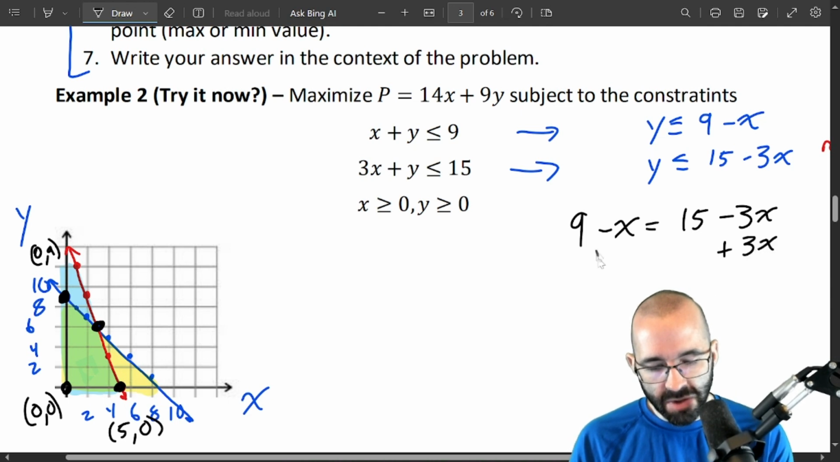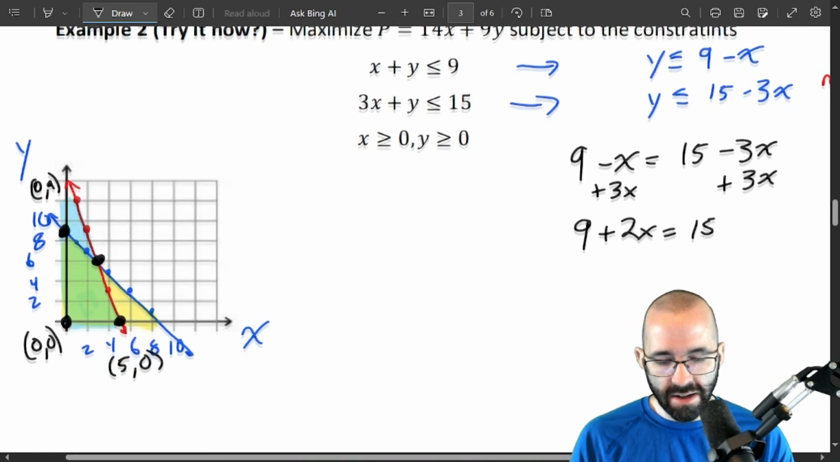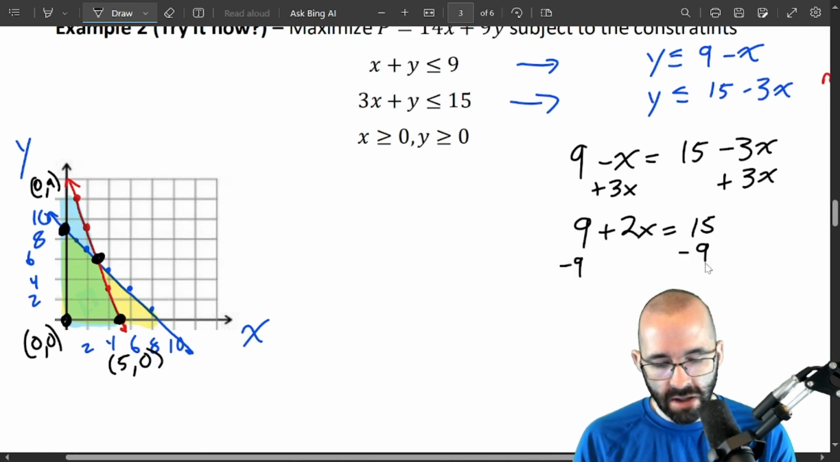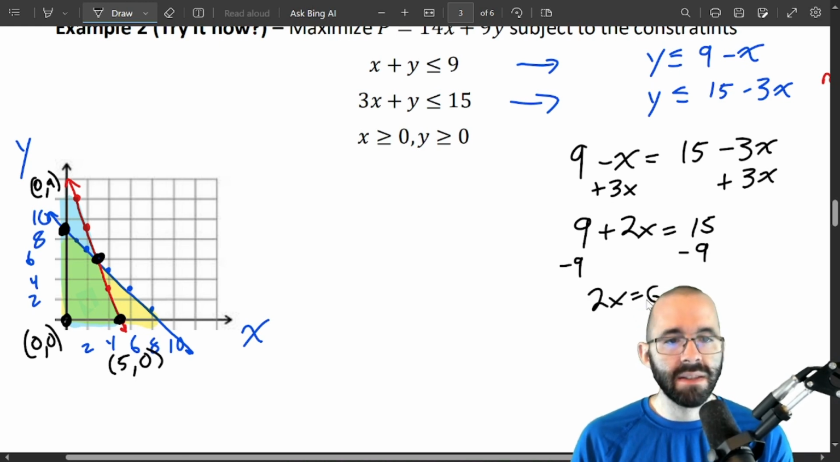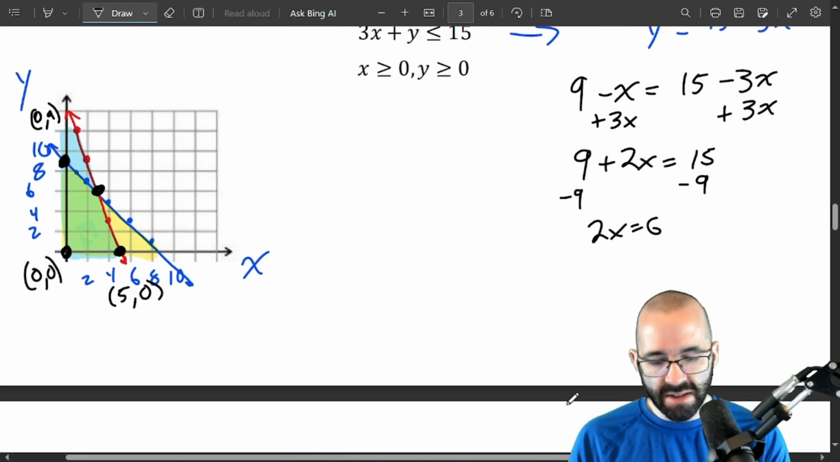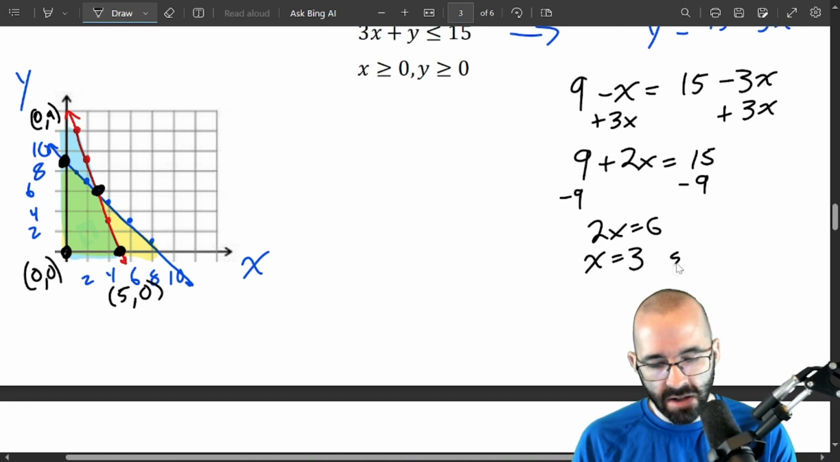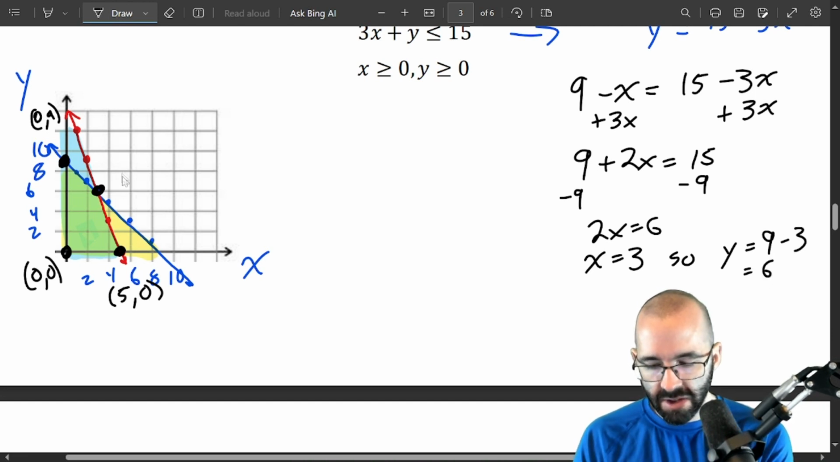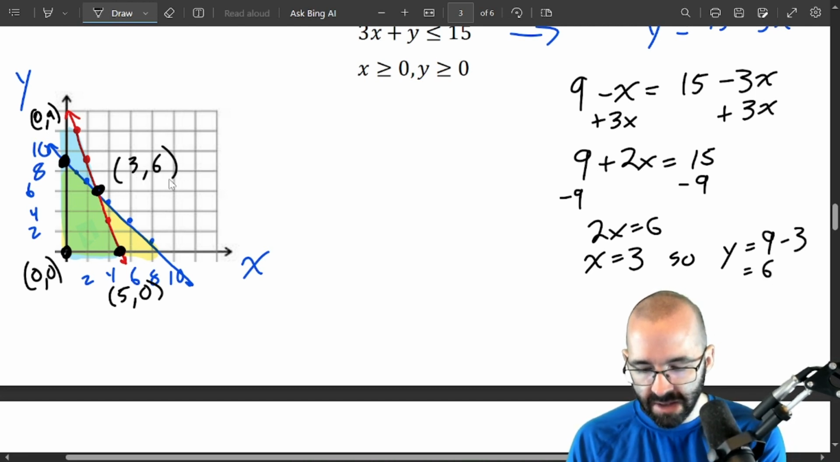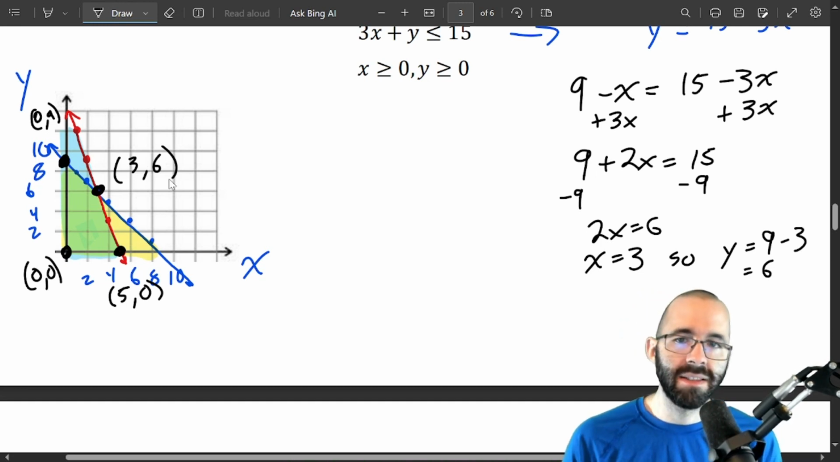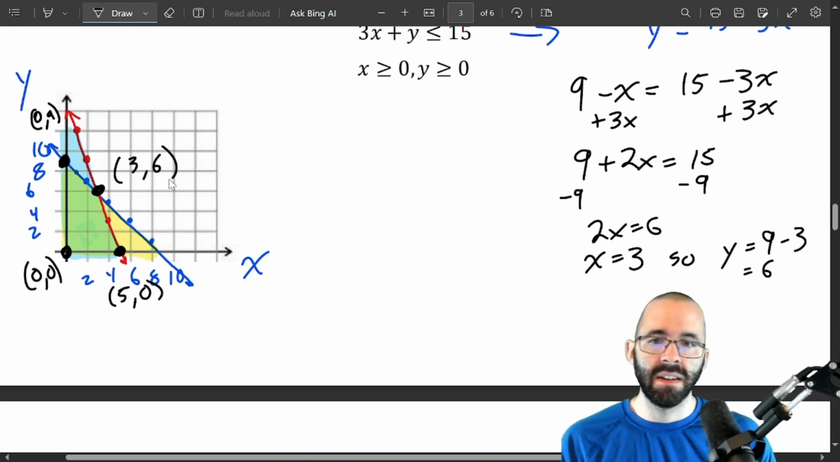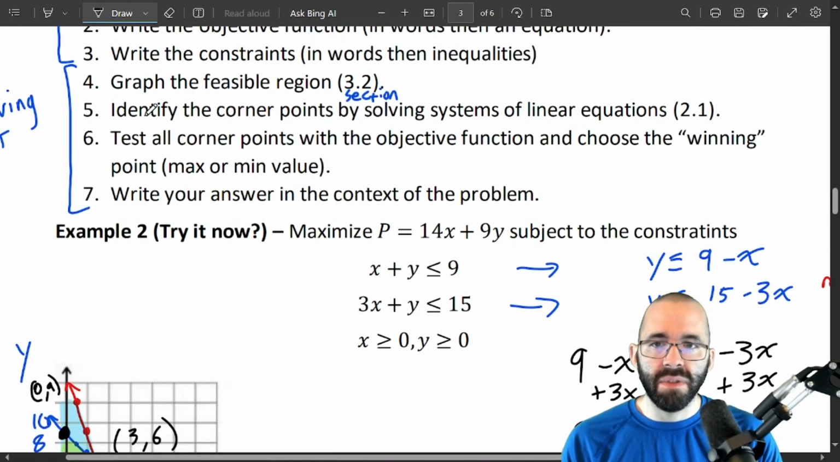We can add 3x to both sides to get 9 plus 2x. And we can subtract 9 from both sides to get 2x is equal to 6. That gives us that x is equal to 3. So y is 9 minus x. Y is 6. So this is the point 3 comma 6, which is what I thought. So that was step 5.